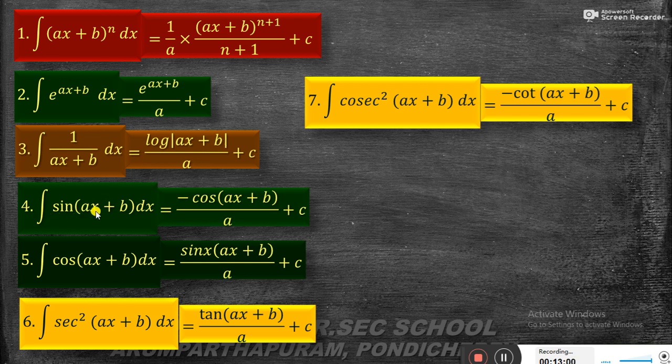So integral sin of ax plus b dx equals minus cos of ax plus b by a plus c. Next, integral cos of ax plus b dx equals sin of ax plus b by a plus c. Next, integral secant square of ax plus b dx equals tan of ax plus b by a plus c. Next, integral cosecant square of ax plus b dx equals minus cot of ax plus b by a plus c.